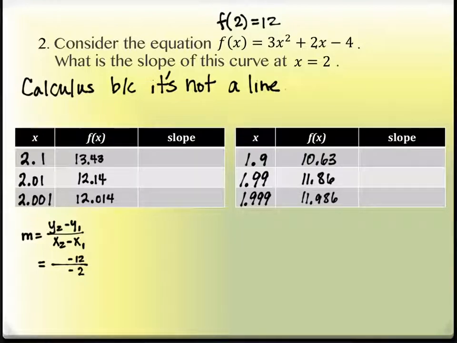So I'll write the first one down. The first one, I'll call it M1, would be to take the first y value, which was 13.43, and 2.1 in the denominator. And I can use those to calculate a slope. So if you want to go back into your regular screen on your calculator, you can do that. Make sure you put the numerator in parentheses. So you have 13.43 minus 12, close parentheses, divided by 2.1 minus 2.